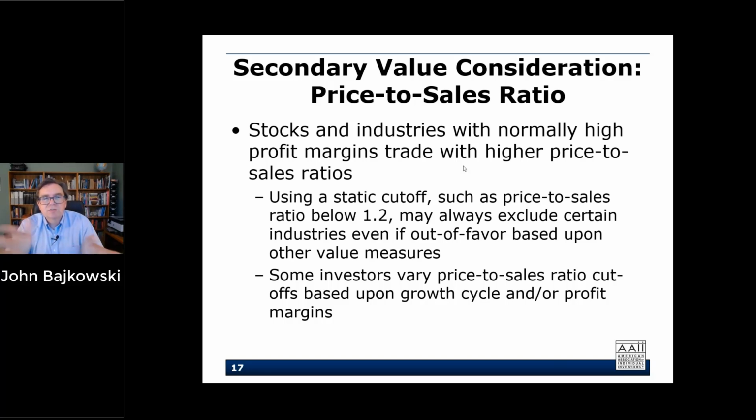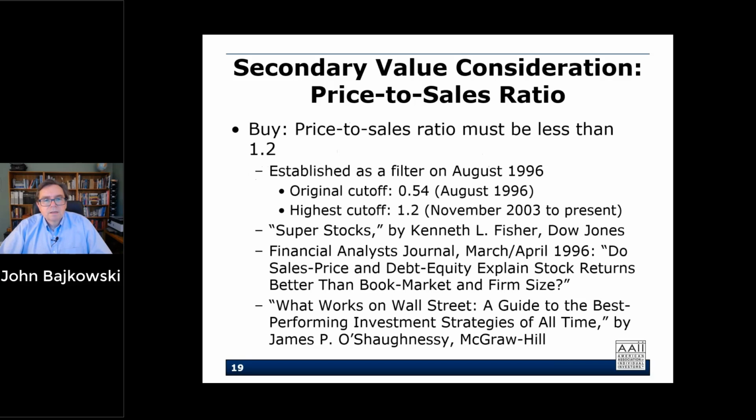These rules have been changed over time as we've modeled these portfolios. So this is one that might be due for an examination as well. One thing to keep in mind: our filter is 1.2. A company's price to sales ratio must be less than 1.2. It was established back in '96, a few years after the portfolio was established. The original cutoff was 0.54, and for a while Jim was modifying this approach up and down, but it's been stable at 1.2 since 2003.